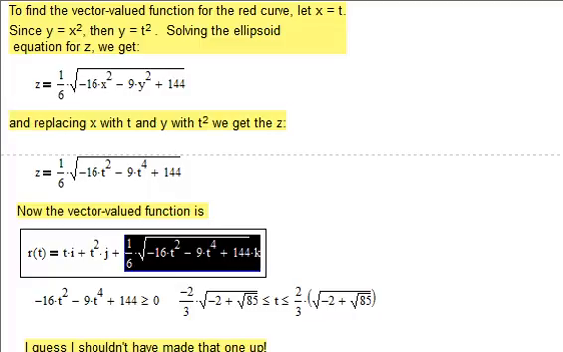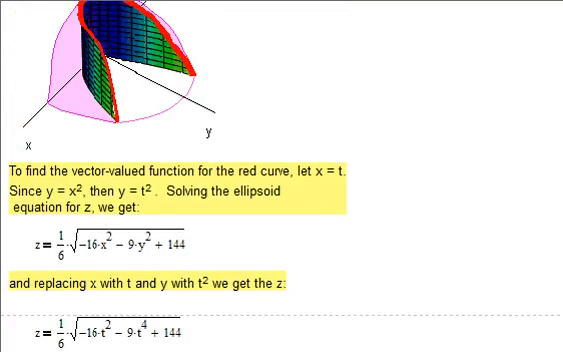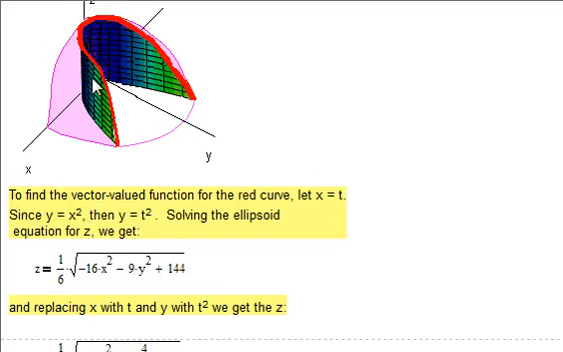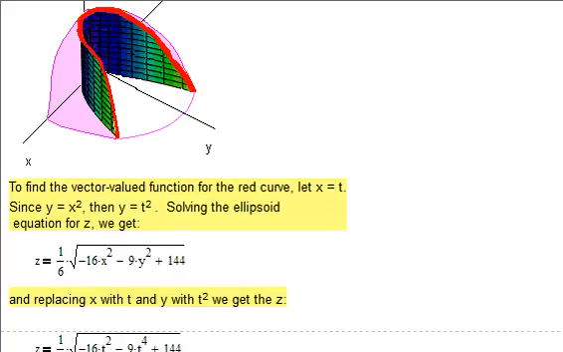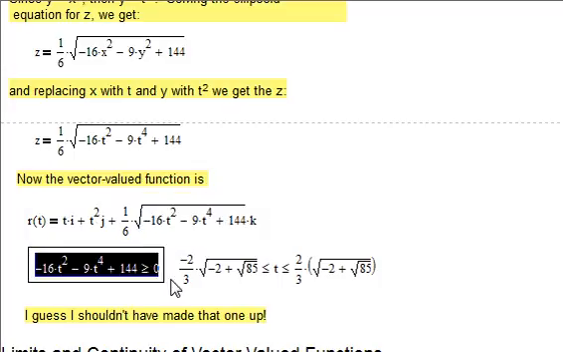So let's see, I guess we better figure out what the possible values of t are to describe, remember, just this intersection. We have to have a beginning and an end for where this curve is, and the beginning and the end would come from the fact that what's underneath this radical has to be greater than or equal to 0.